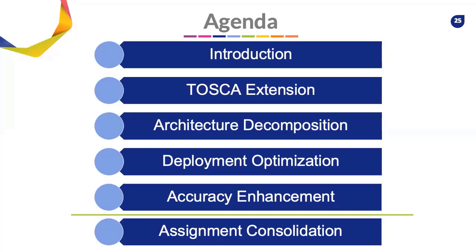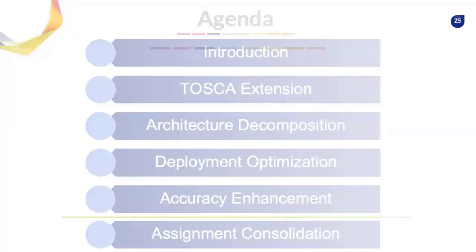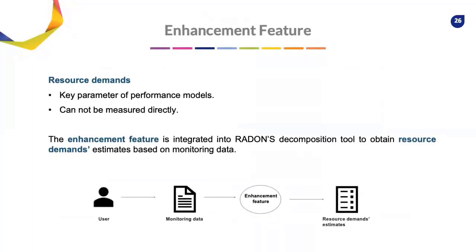First, let's talk about our motivation, which in this case are resource demands. Resource demands are a key parameter of performance models that in most systems cannot be measured directly. That is why we now turn our attention to how to estimate demand values automatically by using RADON's flexibility to support external monitoring tools and libraries. To obtain these estimates, we will be using the enhancement feature, which is integrated into the decomposition tool, and that requires as an input some monitoring data such as distributed traces.